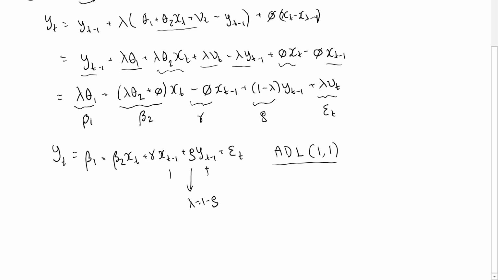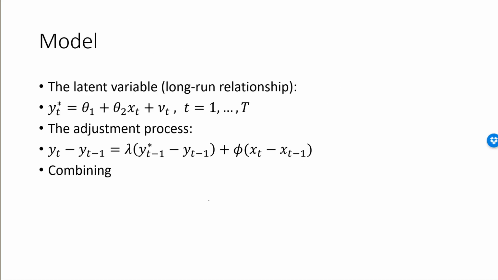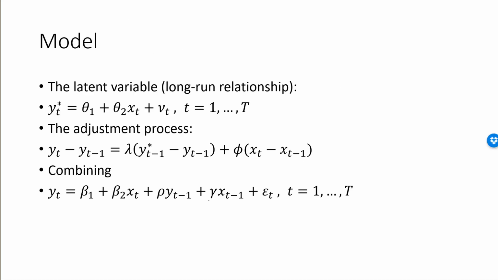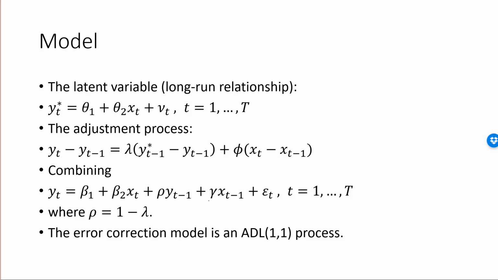And I can get all the other parameters of the original error correction model from the newly introduced parameters in the ADL model. So just to state what we did, if we combine these two equations, we get this ADL model. The relationship between rho and lambda is that rho is 1 minus lambda, or lambda is 1 minus rho. And the error correction model is an ADL 1,1 process.